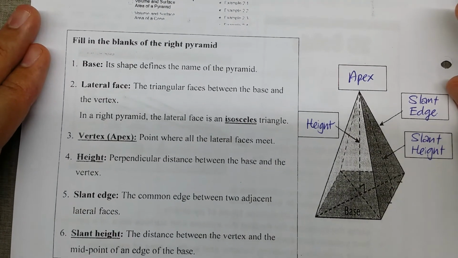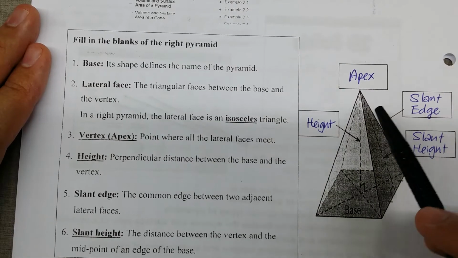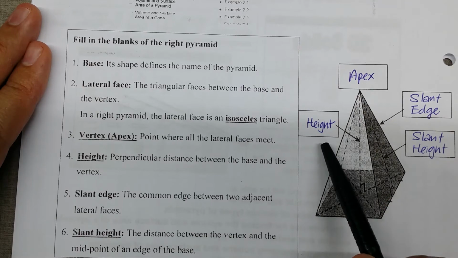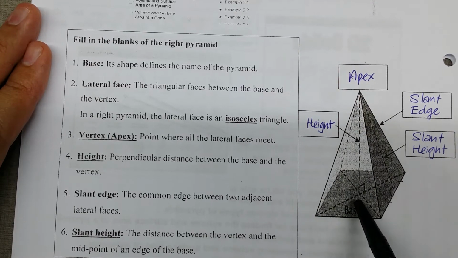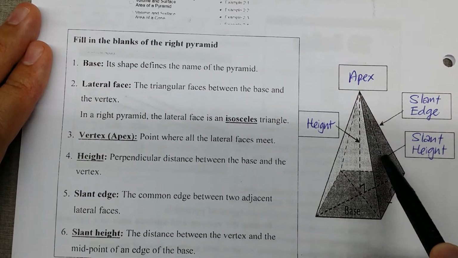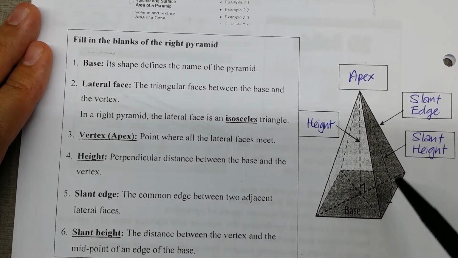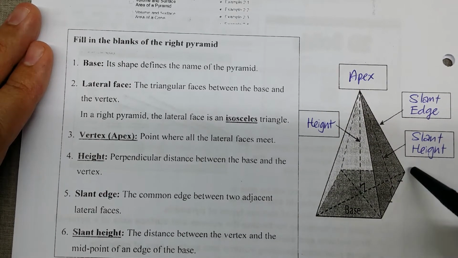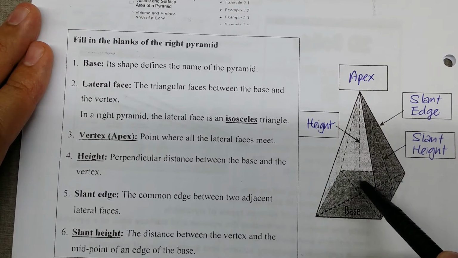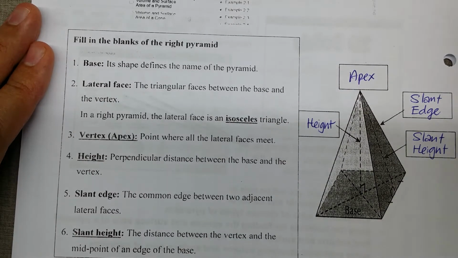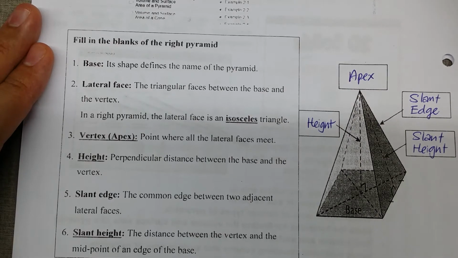Through this holiday assignment, did you manage to fill up apex, the highest point, the height, the slant edge, the slant height? Take note, the slant height is actually perpendicular to this side. The height is perpendicular to the base. Clear? If you need more time to copy, pause the video. If not, let's move on.